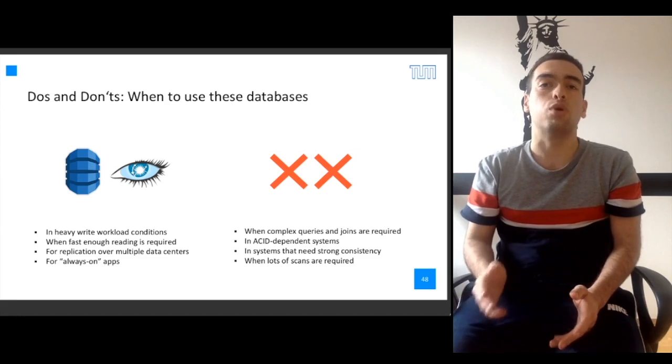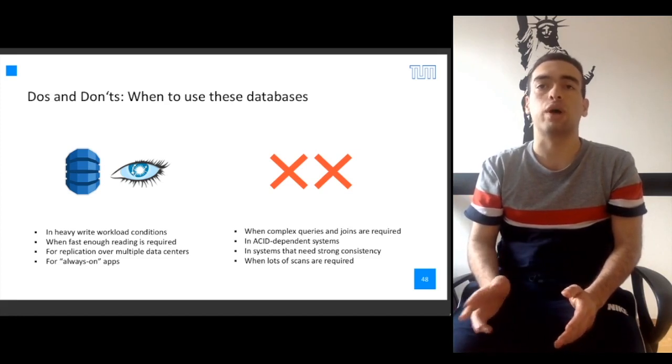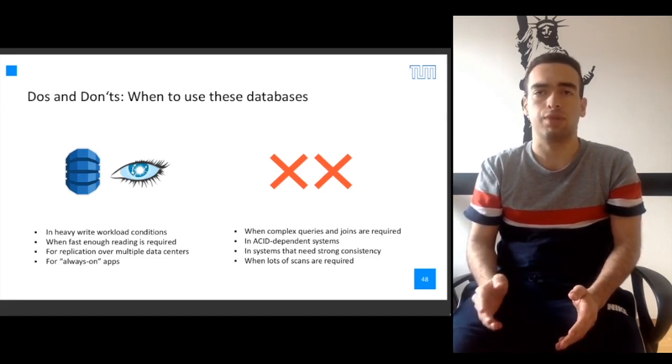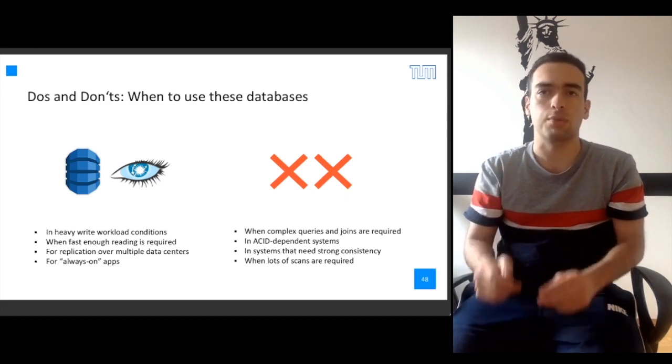So, when should you use both? For example, in heavy write workload conditions. Nevertheless, they are also suited when fast reading is required, or for applications over multiple data centers, and always-on apps.